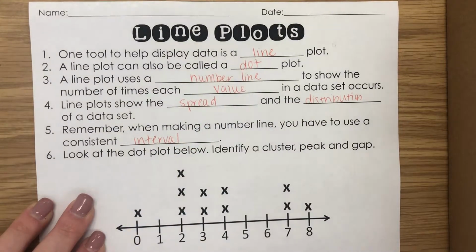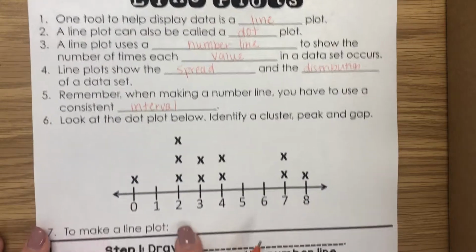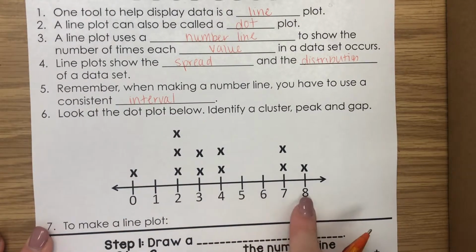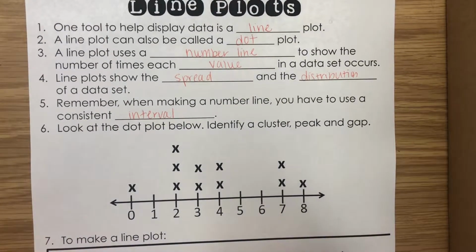Number 5 says, remember, when making a number line, you have to use a consistent interval. And all that means is you have to have the same number of spaces between each thing that you plot. So if we look at this number line down here, each section is 1 apart. If you do them 5 apart, they all have to be 5 apart. So the interval, or the space between them, always has to be the same.